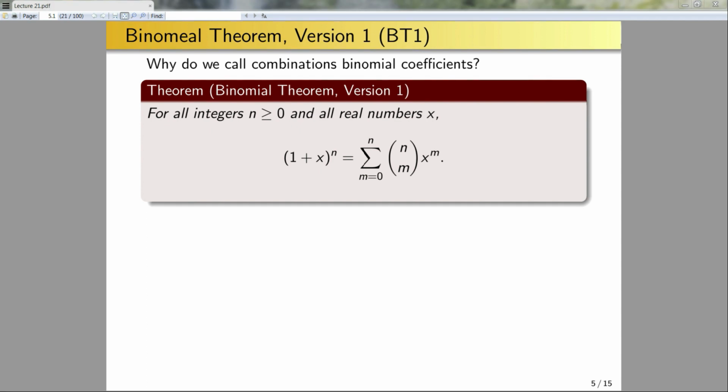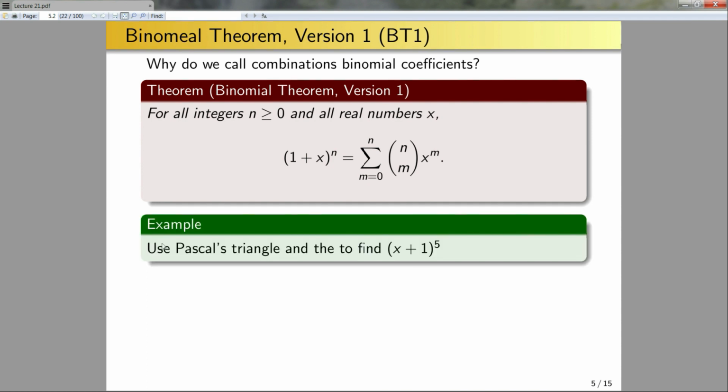One difference to note between my version of the binomial theorem and the version in your text: the version in your text, which I would call binomial theorem version 2, starts at n is equal to 1, but the theorem does work for n is equal to 0, so I'm starting from 0. Okay, so an example. Use Pascal's triangle to find x plus 1 quantity to the 5th.